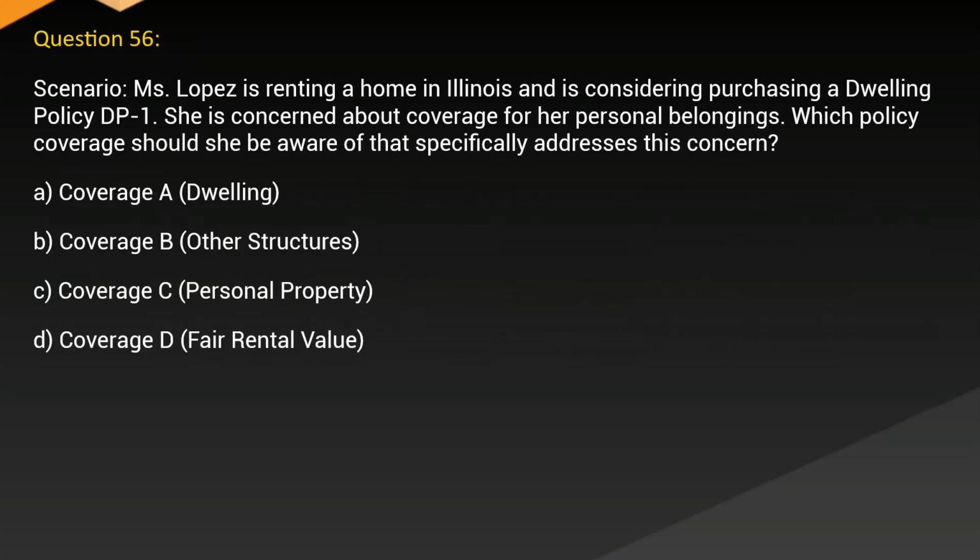Question 56. Scenario: Ms. Lopez is renting a home in Illinois and is considering purchasing a dwelling policy DP1. She is concerned about coverage for her personal belongings. Which policy coverage should she be aware of that specifically addresses this concern? A. Coverage A, Dwelling. B. Coverage B, Other structures. C. Coverage C, Personal property. D. Coverage D, Fair rental value.